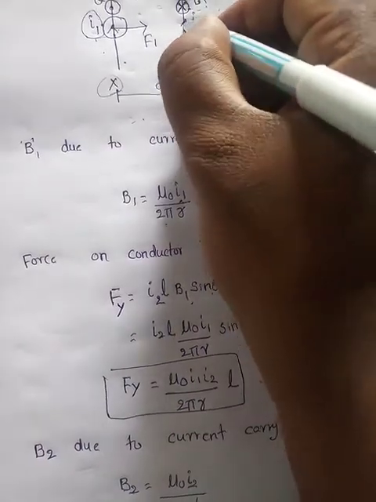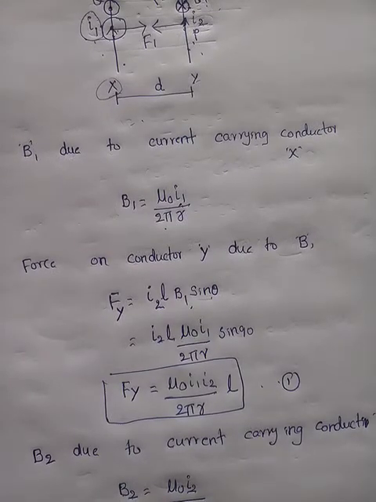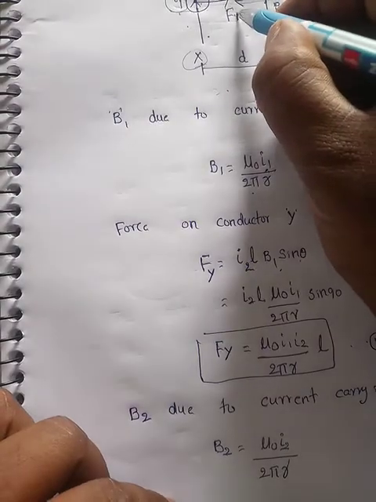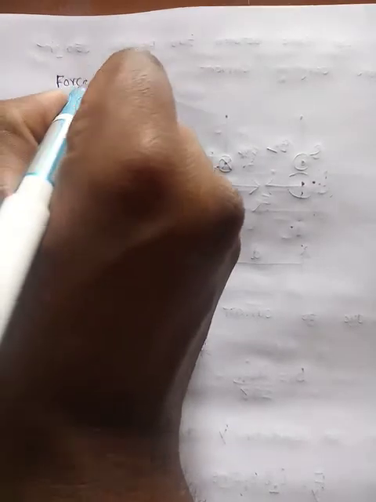Now this magnetic field exerts force on X, that is F2. Don't get confused here: this is Fx and this is Fy. So what you can write here? Force on X due to B2.